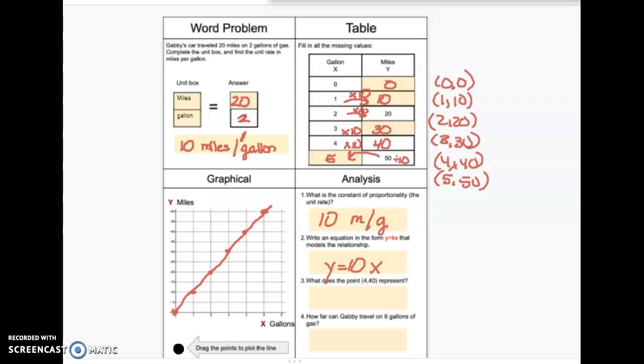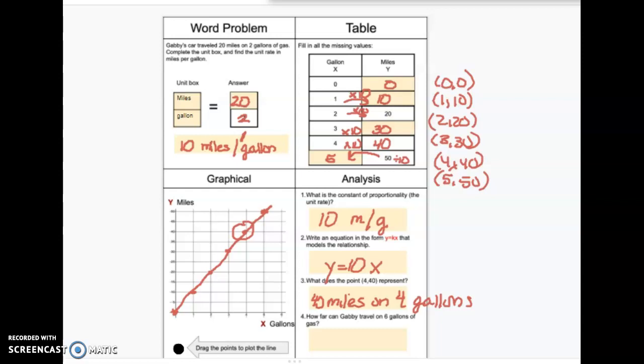Next, what does this point (4, 40) represent? Well, let's see. Here it is right here. Right? It means 40 miles on 4 gallons, right? So it means 40 miles on 4 gallons, or per 4 gallons, right? And if Gabby fills her car with 4 gallons of gas, she can travel 40 miles on that.